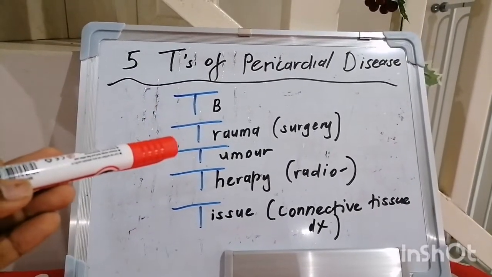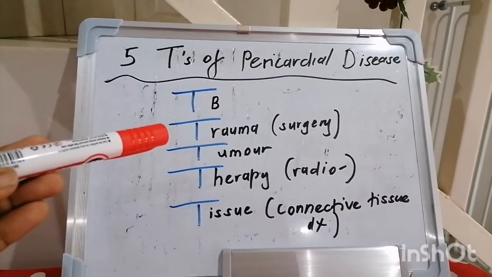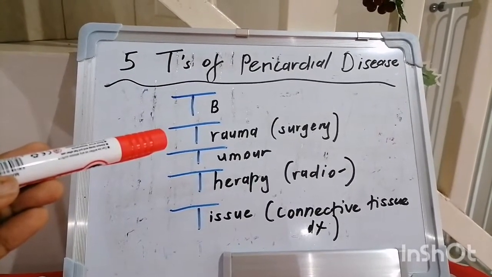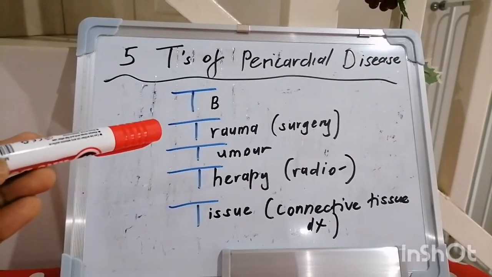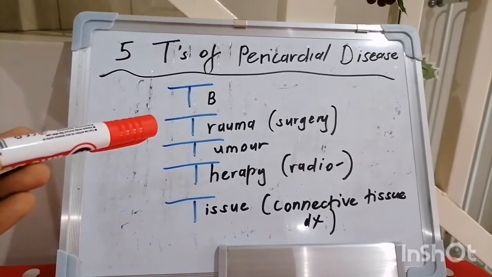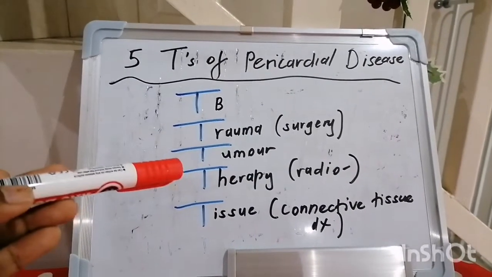Second T is for trauma. So is this pericarditis due to surgery? And clues there would be a patient who has a sternotomy scar or even post-myocardial infarct in the way of the infamous Dressler syndrome. T can also stand for tumor.